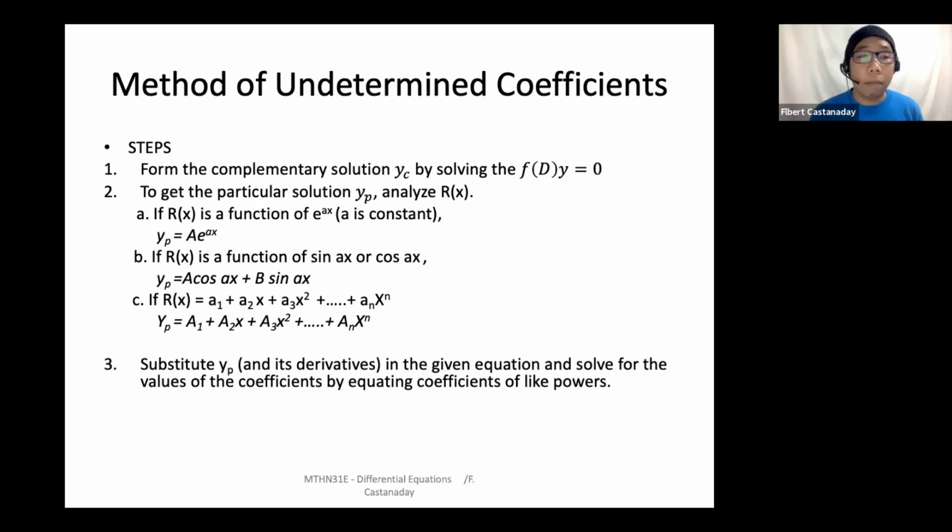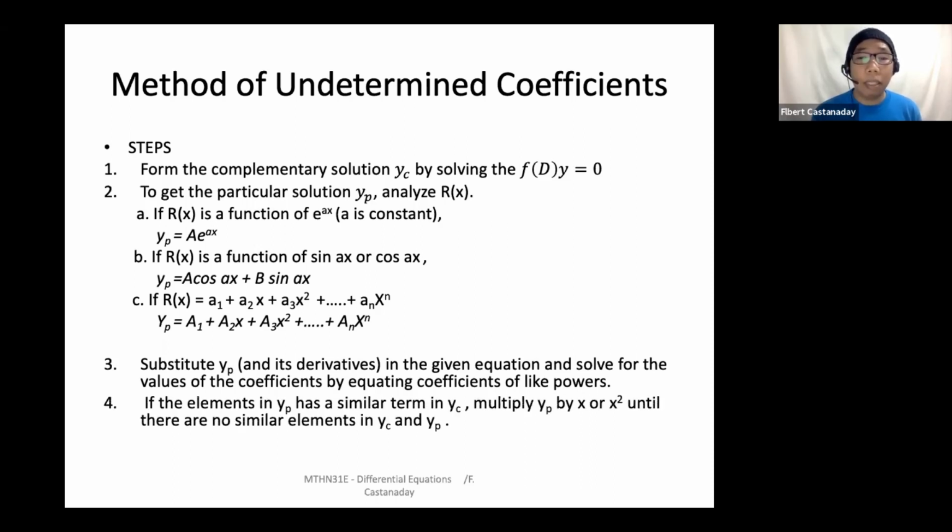And then the third step is to substitute y sub p and its corresponding derivatives in the given equation and solve for the values of the coefficients by equating coefficients of like powers. So I will have some examples for this one to be able to be familiar with these steps.